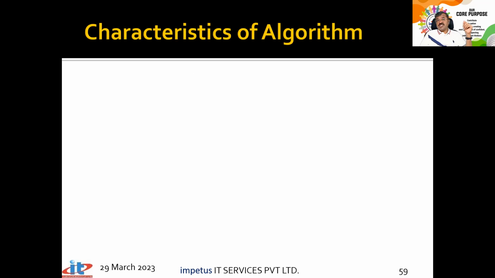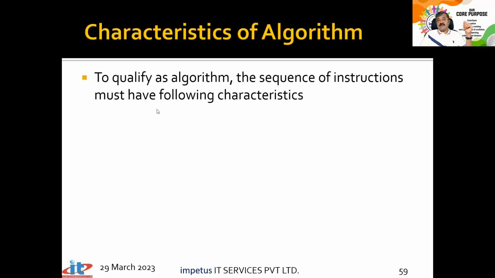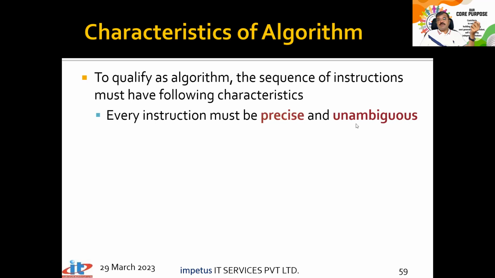When you talk about characteristics of an algorithm, so algorithm कैसा चाहिए? To qualify as an algorithm, what idea you have come up with in your mind, उसे algorithm कहने के लिए what characteristics should it have? The sequence of instructions must have the following characteristics. कौन सा? Every instruction must be precise and unambiguous. Confusing statement नहीं चाहिए. Precise चाहिए, clear चाहिए. It should clearly specify what is to be done. So every instruction must be precise and unambiguous, without any confusion.